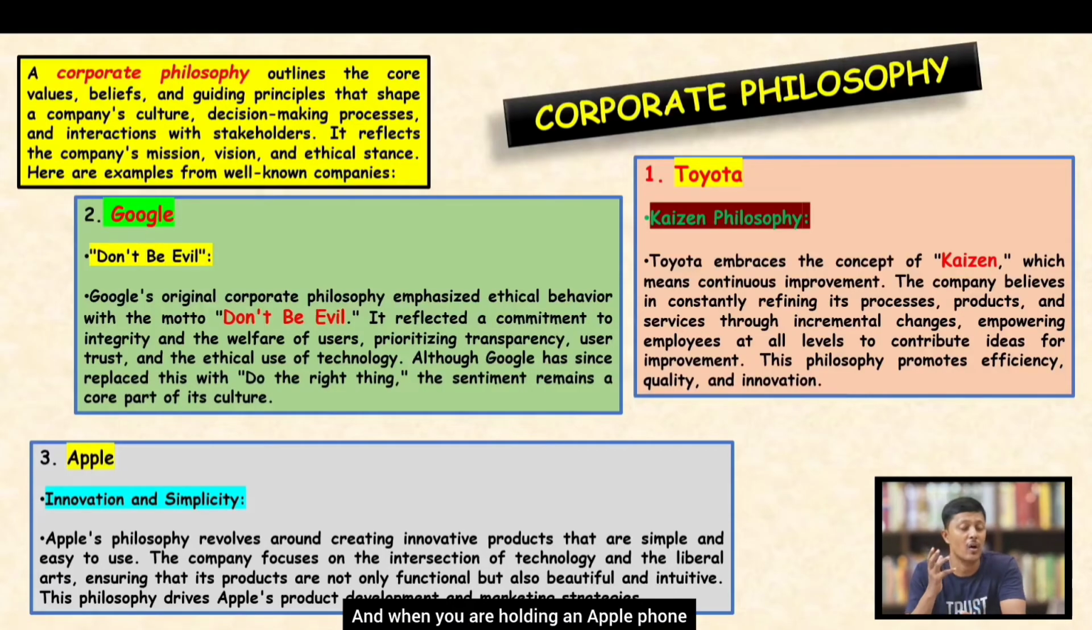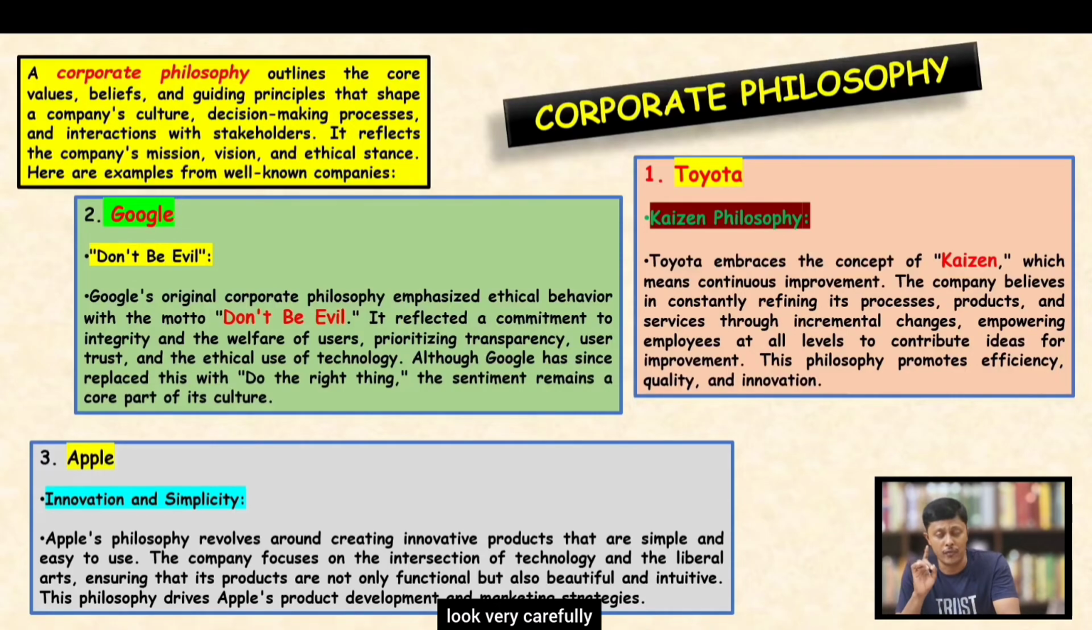And when you are holding an Apple phone, that means an iPhone, you will have this feeling that you are holding literally a very beautiful phone. The design itself is very good. But look very carefully, they always emphasize simplicity, because it is the innovation which gives you simplicity, and it is the simplicity which also prioritizes your innovative ideas.